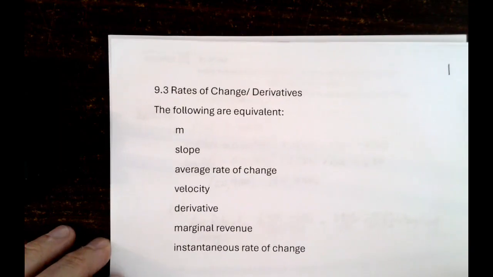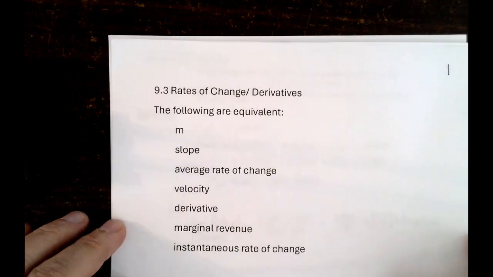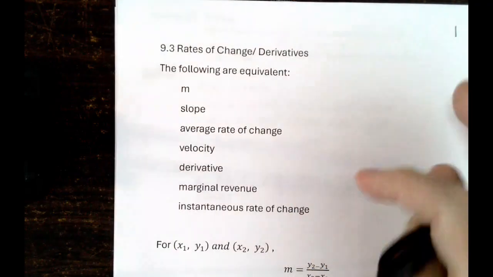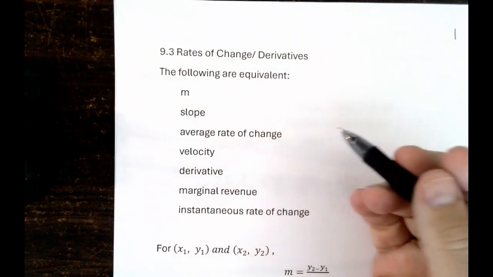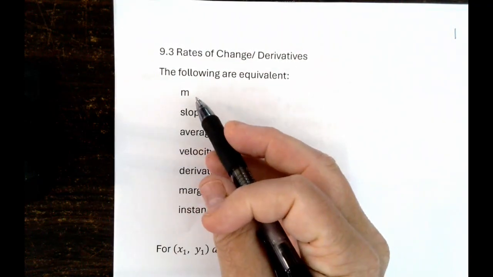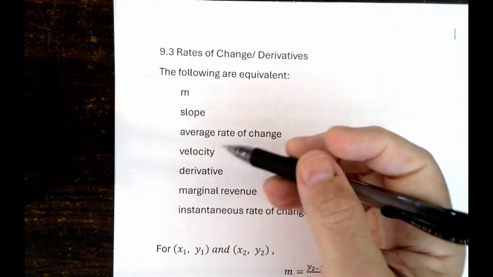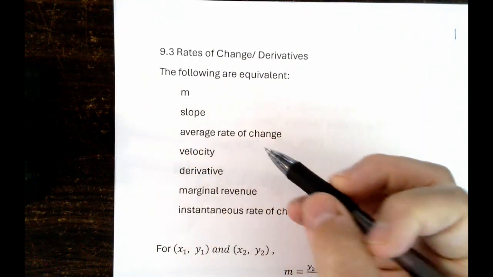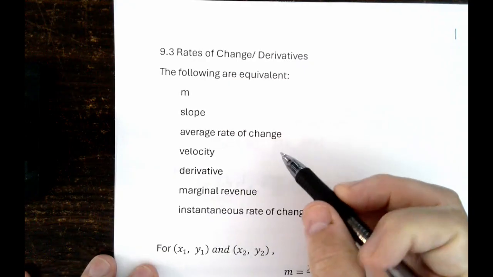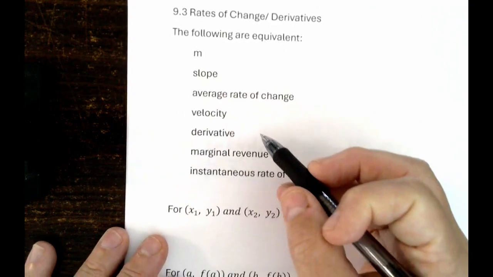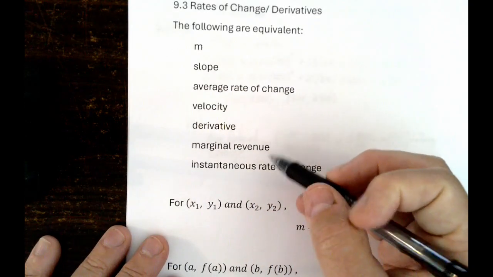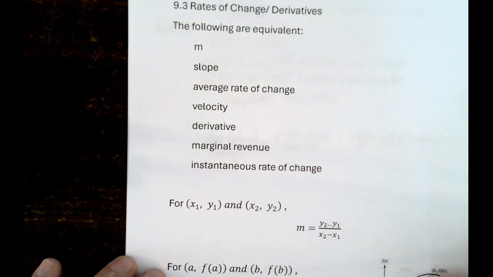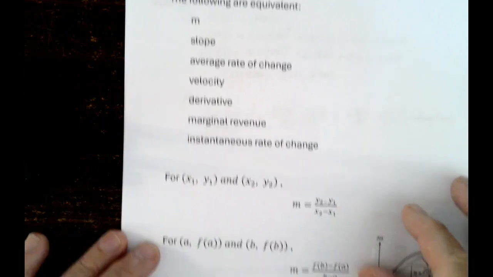All right, this is section 9.3. We talk about rates of change and derivatives. So first off, let's talk about a lot of different definitions that are equivalent. These are basically the same thing, just in different words. M, slope, average rate of change, velocity, derivative, marginal revenue, instantaneous rate of change. All these mean the same thing.